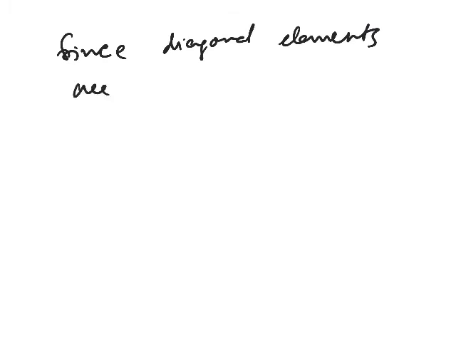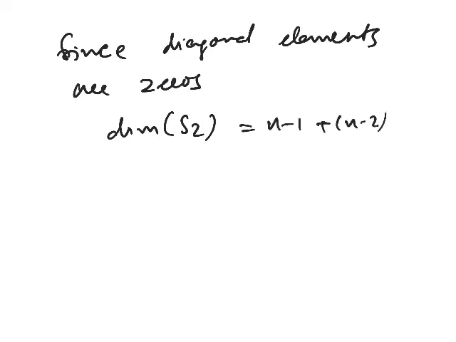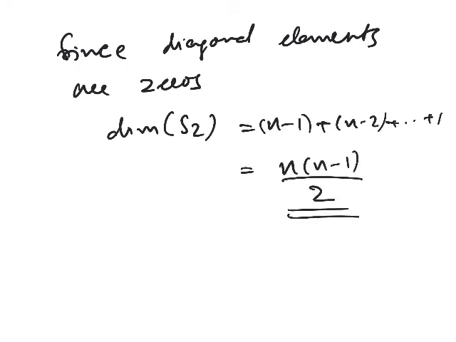Since diagonal elements are 0, the dimension of S2 is n minus 1 plus n minus 2 plus etc. up to 1, which is n into n minus 1 by 2. Fine.